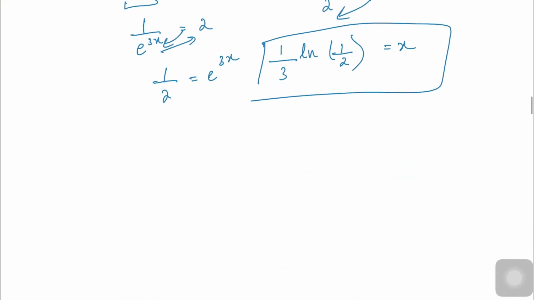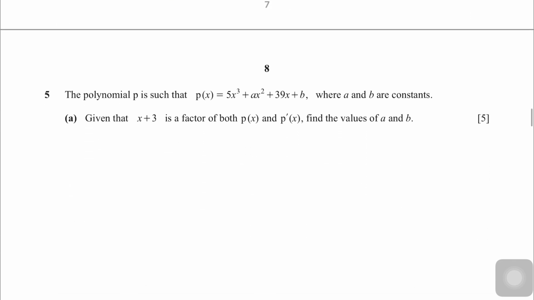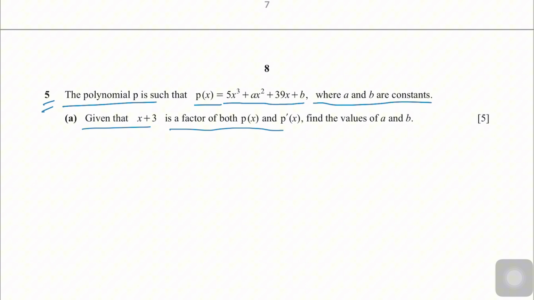Now moving on, we have our question 5 as: The polynomial p is such that p of x equals 5x cubed plus ax squared plus 39x plus b, where a and b are constants. Given that x plus 3 is a factor of both p of x and p dash of x, the differentiation of p of x, find the values of a and b.